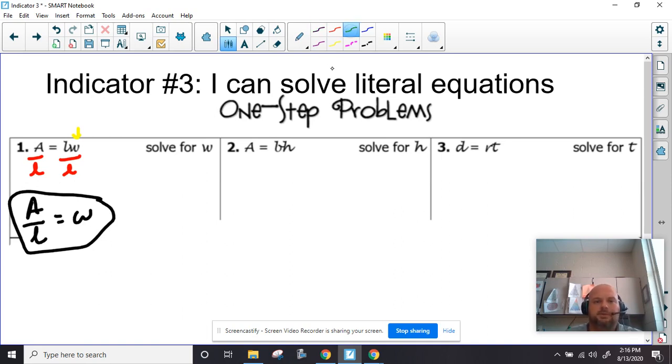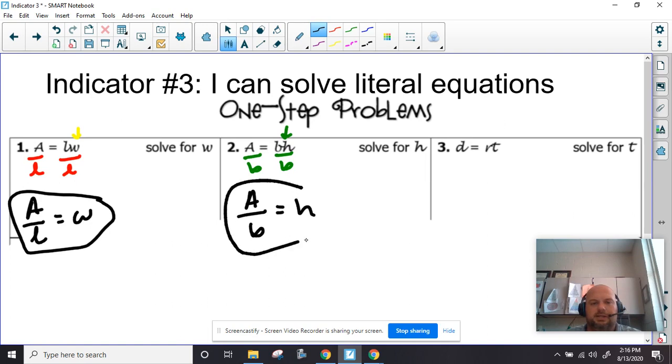All right, next one, solving for H. Well, that's B's been multiplied by H, so we got to do the opposite and divide. This is area equals base times height. So we're dividing by B. You may have done something similar to this in previous classes. And believe it or not, this right here carries over to tons of other things. Higher level math, physics, possibly chemistry. I can't remember on chemistry. I do know physics.